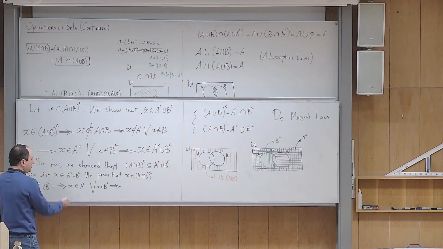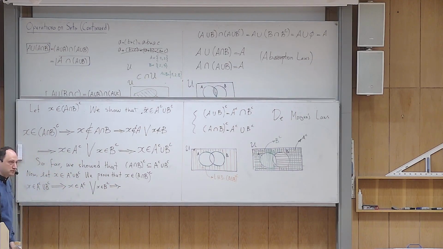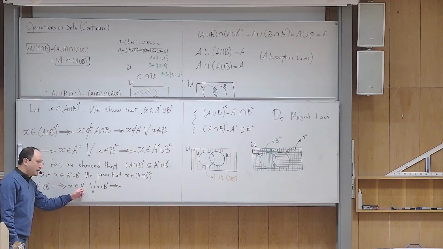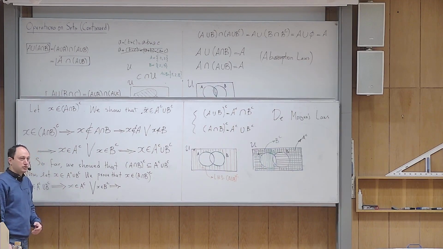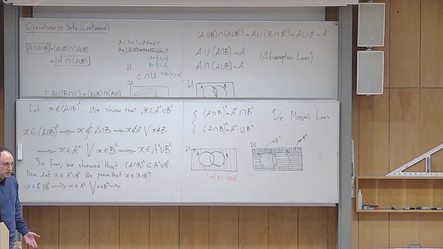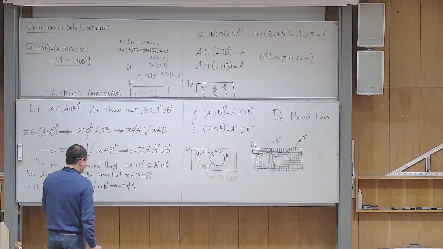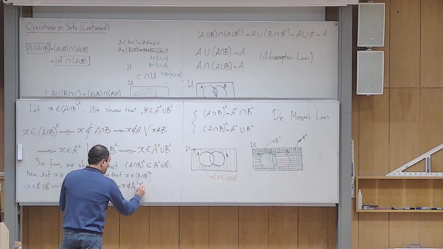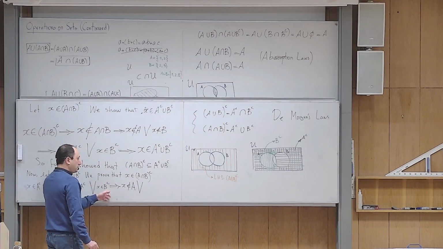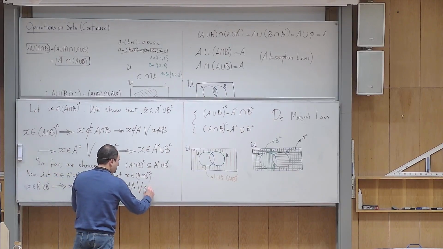Now I can hear from you. X belongs to the A complement. If X belongs to the A complement, definitely X does not belong to A. So this means that X does not belong to A. This is or. X belongs to B complement means X does not belong to B.